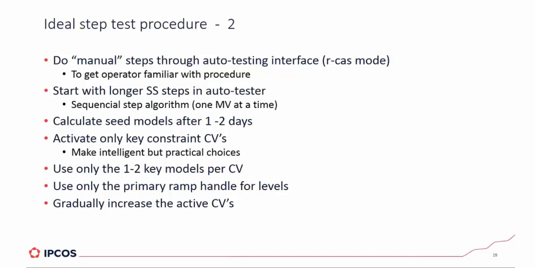It is a gradual process of increasing the CVs that are made active in the step test pattern, and very often they tend to be only the few that, as I said, due to intelligent practical choices we actually make active. Those are the ones that we keep on at the end. It's never the case where we just put on all the CVs during an automated test.